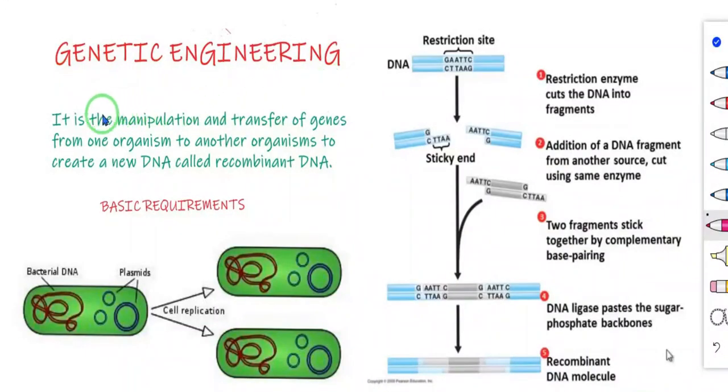Genetic engineering. Definition. Genetic engineering is the manipulation and transfer of genes from one organism to another organism to create a new DNA called recombinant DNA. So from one organism to another organism, to create a new DNA. So it is called what? Recombinant DNA.